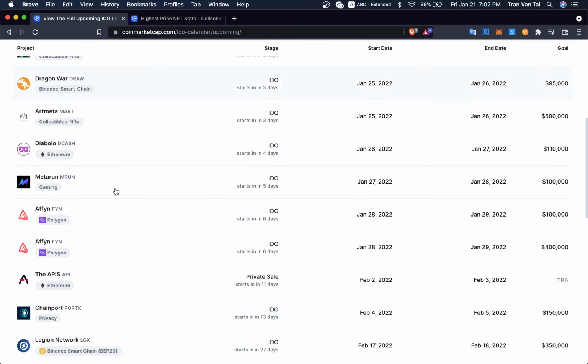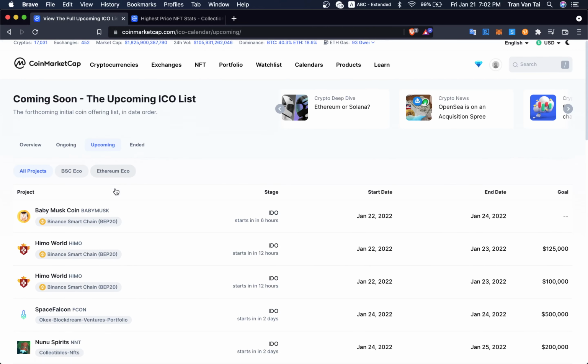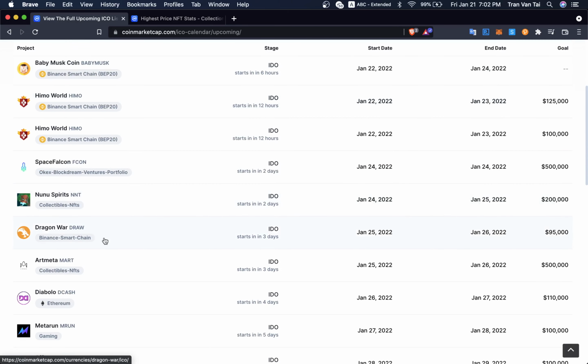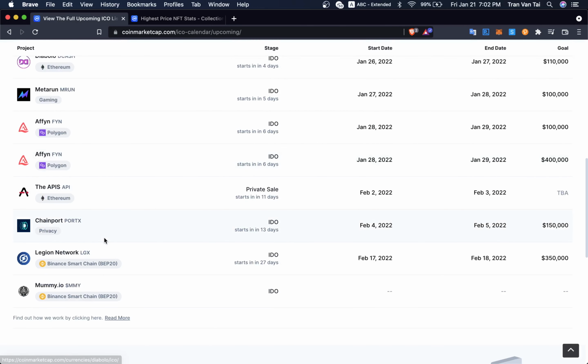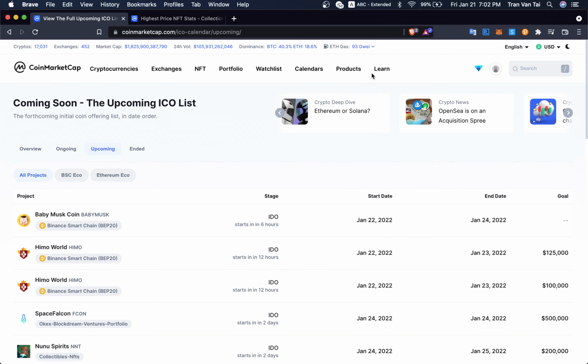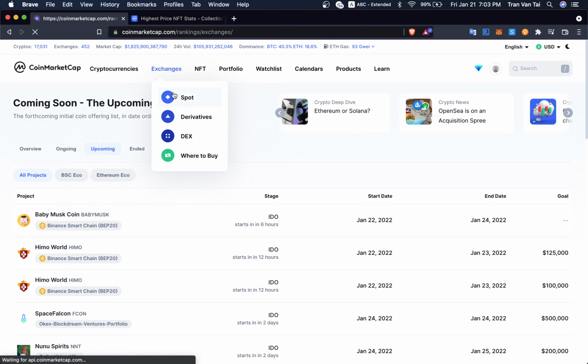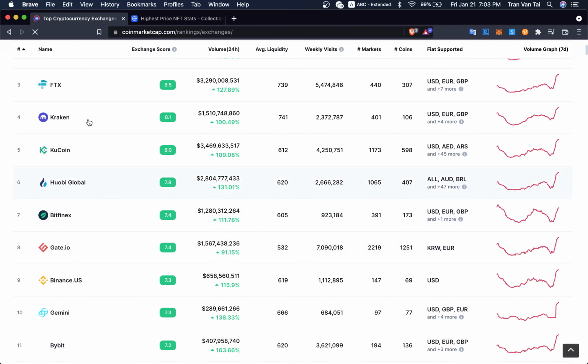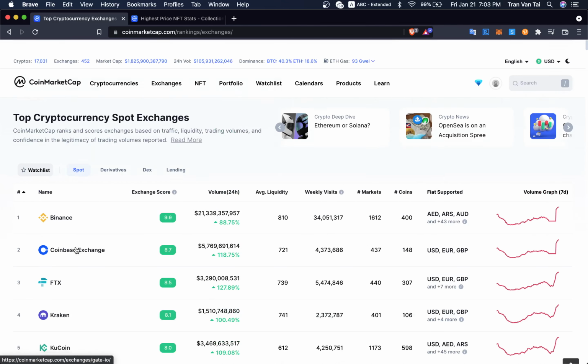Upcoming tokens: Baby Moose, Baby Moose coin, Yaran War, Metagun. You can see here, and about the exchanges, you can see here Binance, Huobi Global, KuCoin, Gate.io.